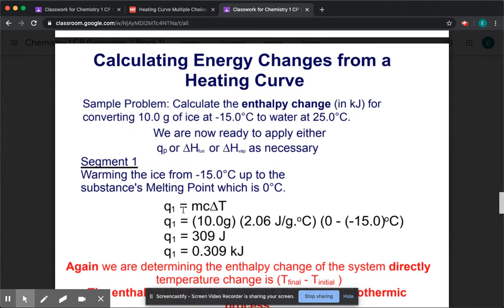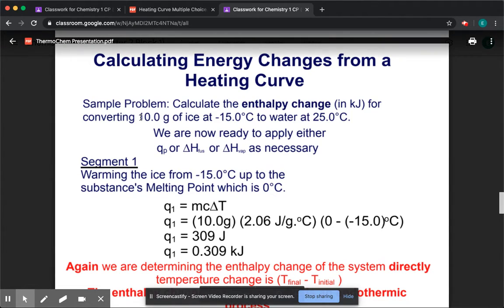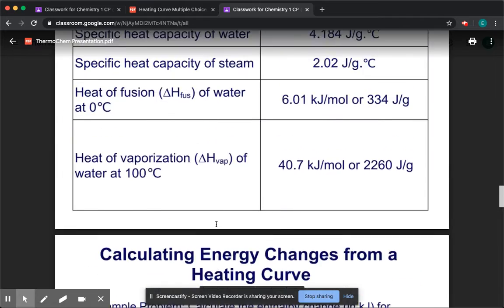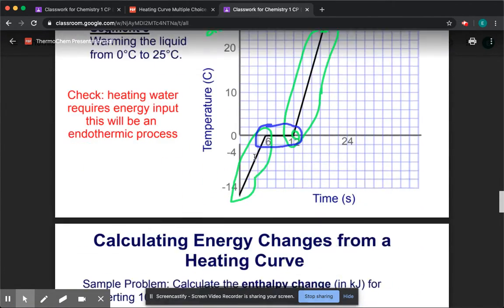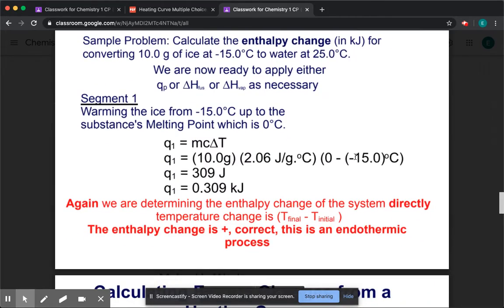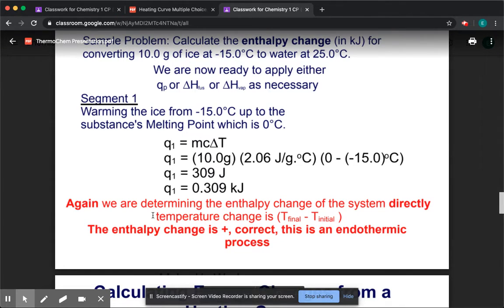The Q equation, we need mass, we need the heat capacity, and we need the change in temperature. The mass, the problem gives this to us, is 10 grams. The heat capacity, you can get from the table, 2.06 for ice. This is for ice. So 2.06. And then the change in temperature, we went from 0 to -15. So that's a total change of +15.